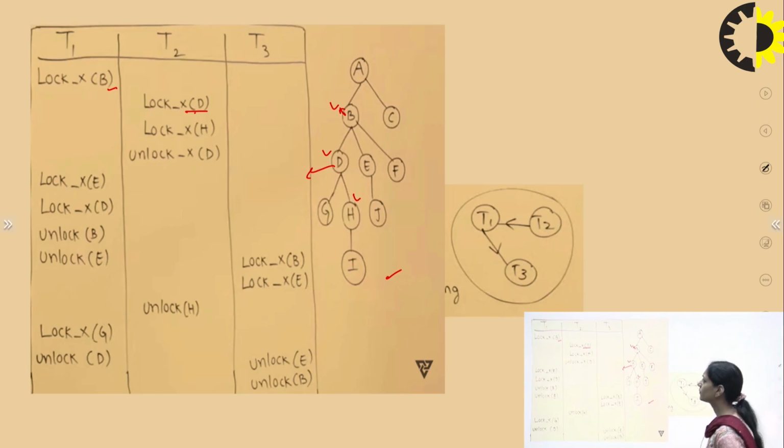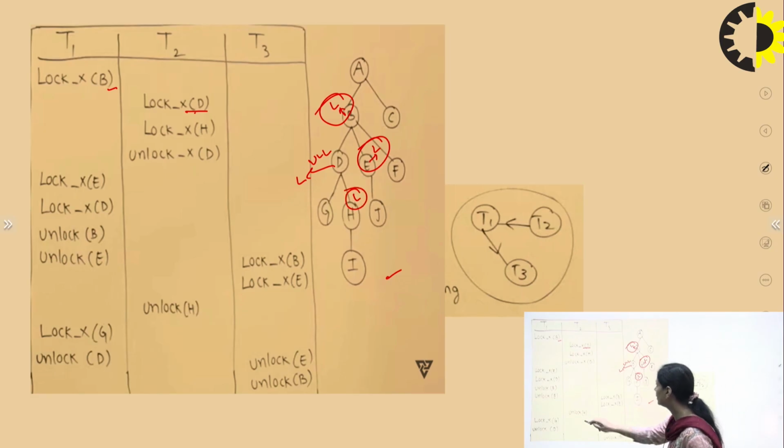This is unlocked. Now the transaction T1 again wants to put a lock on E. This is possible because the parent node is locked. On D, the lock can again be put by some other transaction, so that is possible. This transaction cannot put a lock again. B can be unlocked because a lock can be unlocked at any time, and E is unlocked because there is no hierarchy in that case. H can be unlocked here.